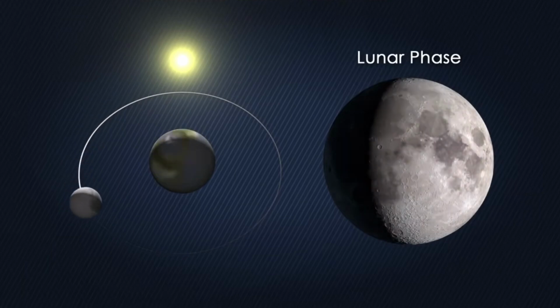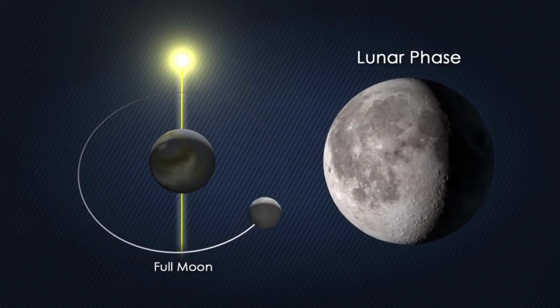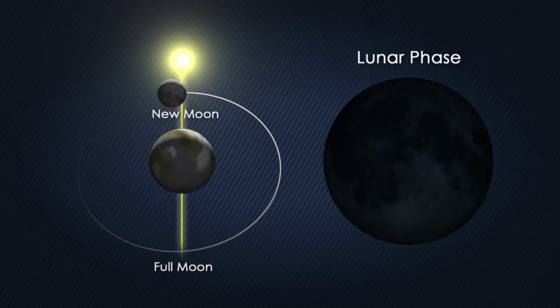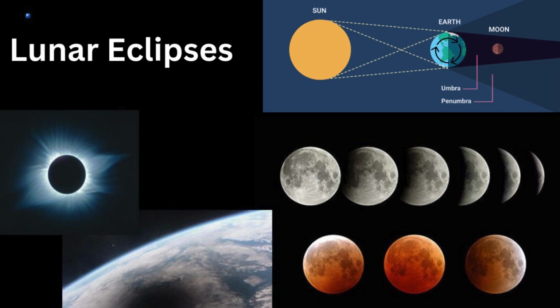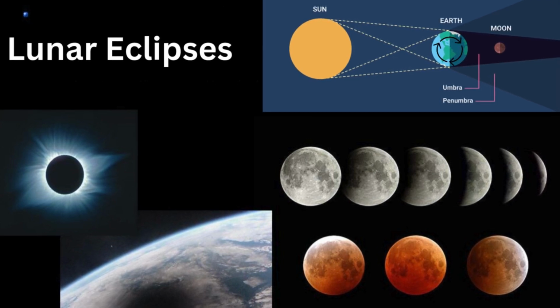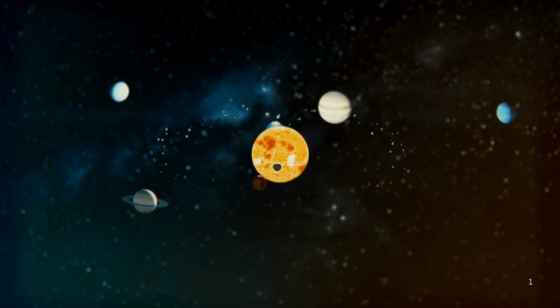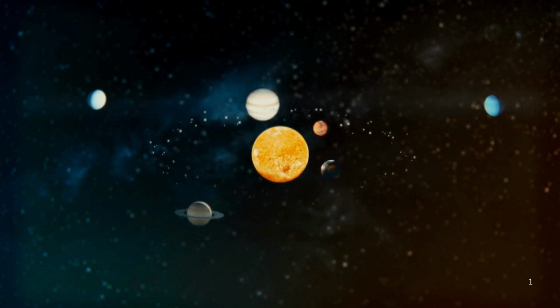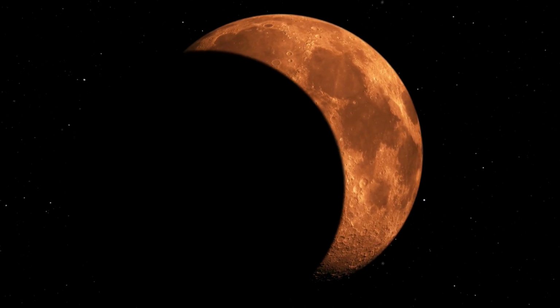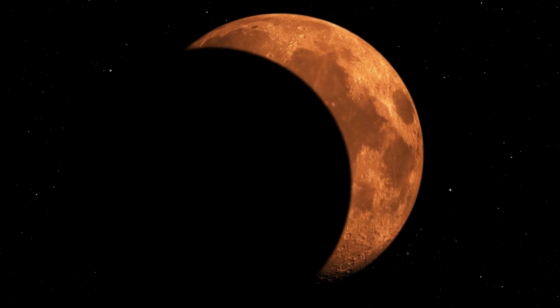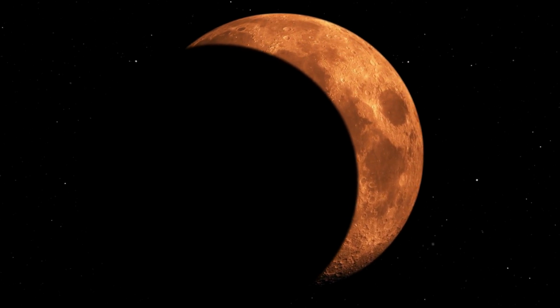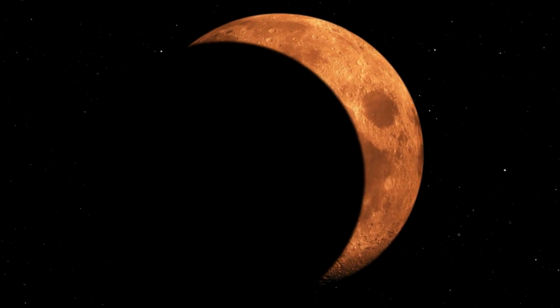A lunar eclipse is one of the most mesmerizing astronomical events, captivating skywatchers with its unique display of celestial alignment. This phenomenon occurs when the Earth moves directly between the Sun and the Moon, blocking sunlight from reaching the Moon's surface and casting a shadow over it. Unlike solar eclipses, which involve the Moon covering the Sun, a lunar eclipse centers around Earth's shadow, darkening the Moon.